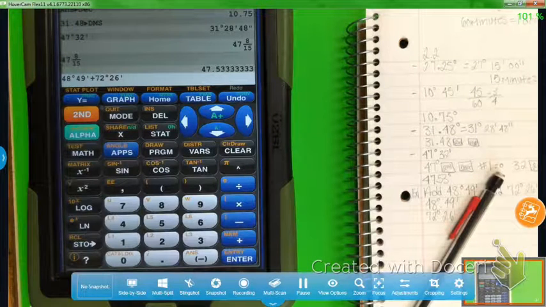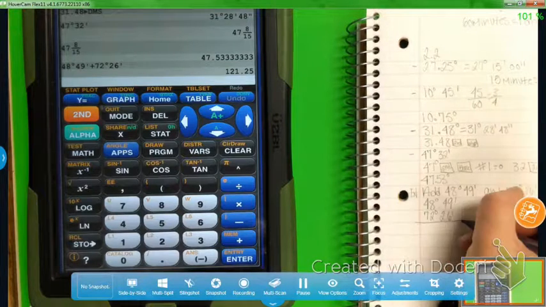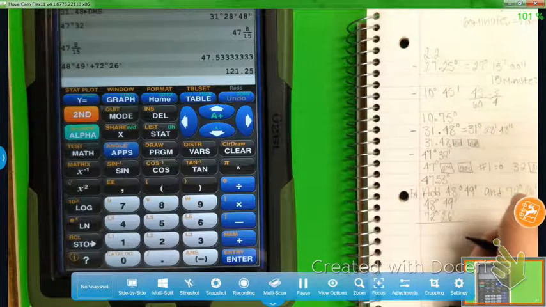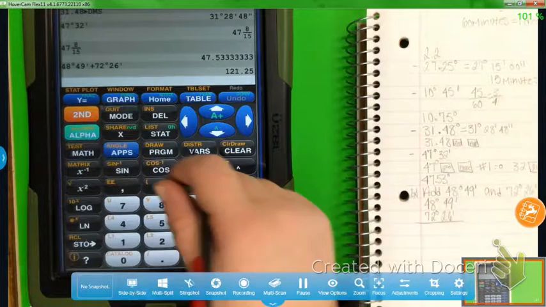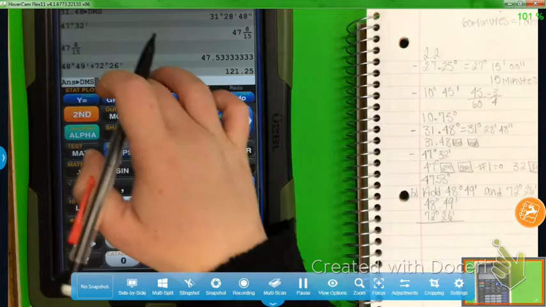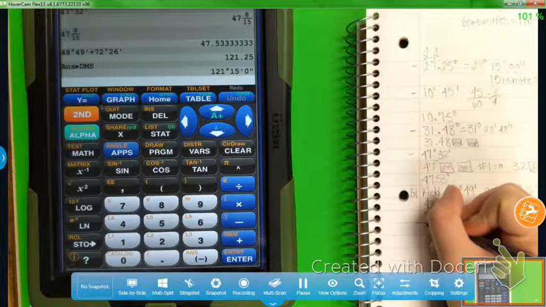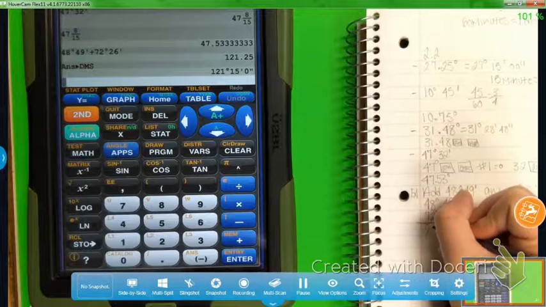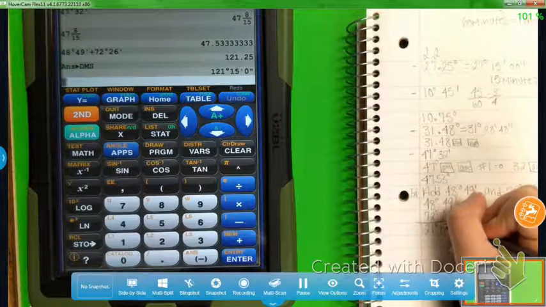All right, and then if you hit enter, it's going to give you the answer in decimal notation. Okay, well, they're going to want the answer to be in the same notation they gave it in, so we have to convert that to DMS notation. So convert it by using the number 4 there to DMS notation. So you got 121 degrees and 15 minutes. And you don't have to put the 0 seconds there.